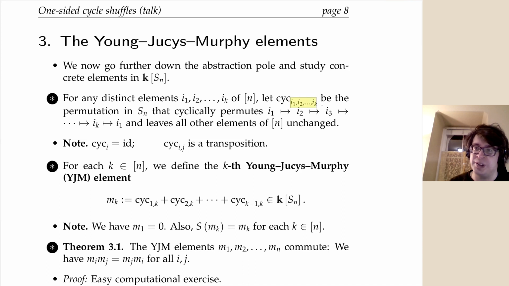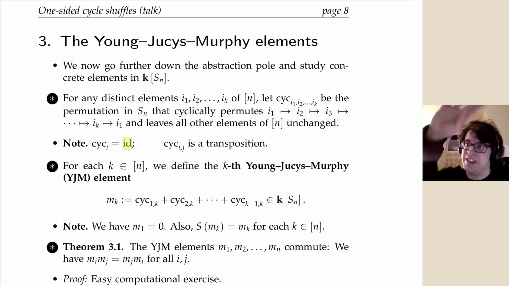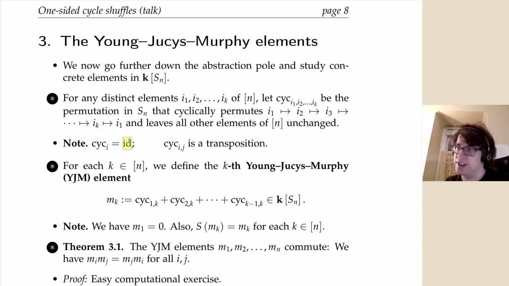One of them is the good old k-cycle. My notation for this is cyc(i1, i2, ..., ik). So this is the cycle that looks like this, and all the other elements are just fixed points of it. For k equals 1, this is the identity, because cycling one element just does nothing. For k equals 2, you're cycling two elements, so it's a transposition.